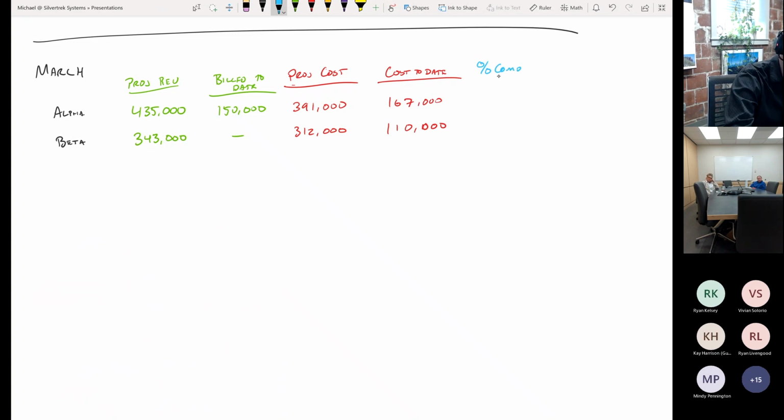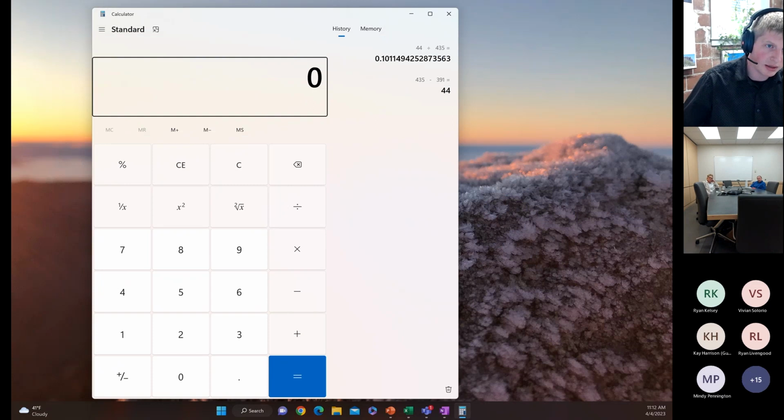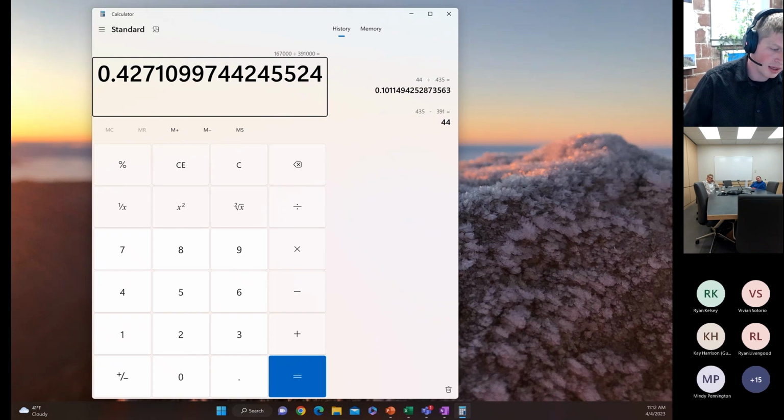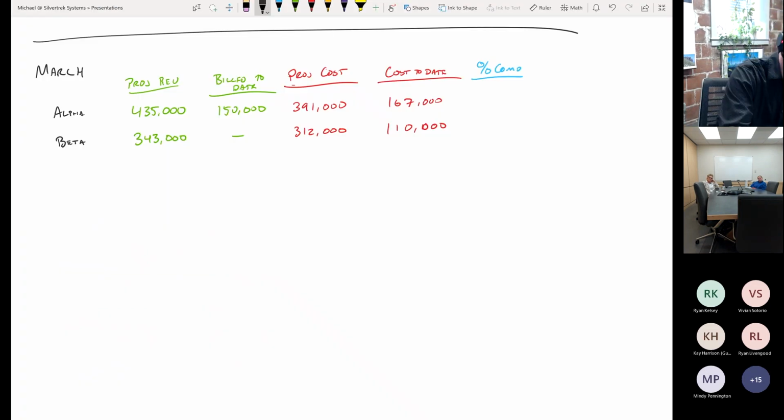Percent complete. If this was a live classroom, I would be picking on somebody here, probably you, Jonathan, to tell me how to calculate percent complete. But in this case, I'll just give you the answer. And the percent complete is calculated by getting our cost to date, 167, divided by our 391, I'm sorry. I'm a little dyslexic here. So we're going to take our cost to date, 167, and we're going to divide by 391. And we're going to see that we're 42.7 or 43% complete on that job. 43% complete.